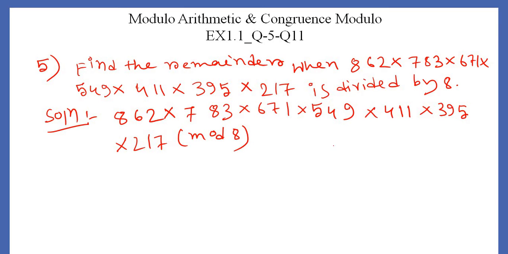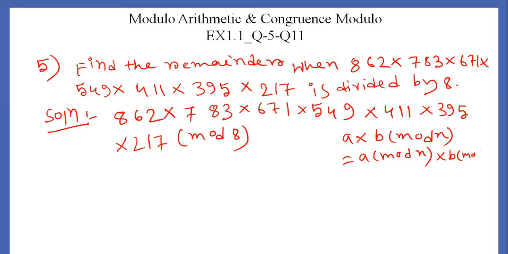Now we know the property of congruence modulo, that A into B mod n can be written as A mod n into B mod n. That property we have discussed in the second video of chapter 1, which is given in the playlist. If you want to understand the properties, then you have to check the second video in the playlist. So how do we write it?